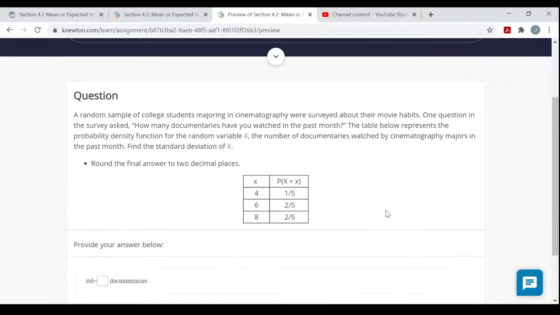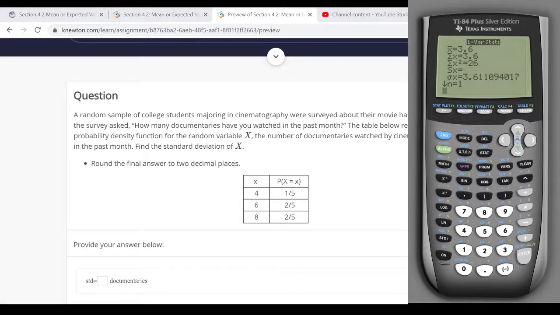So there's another one with a. Now notice the possible values of x here have changed. So I'm just going to pull up the calculator. Go stat, edit, and the probabilities haven't changed. 1/5, 2/5, 2/5. That's still 0.2, 0.4, 0.4. Just the possible values of x have changed to 4, 6, and 8.